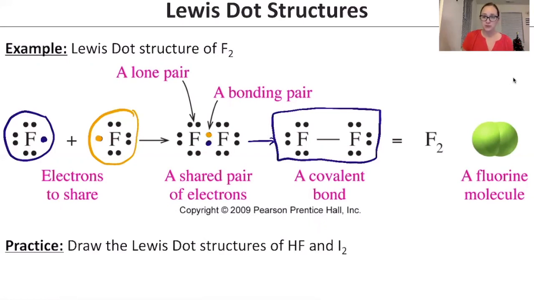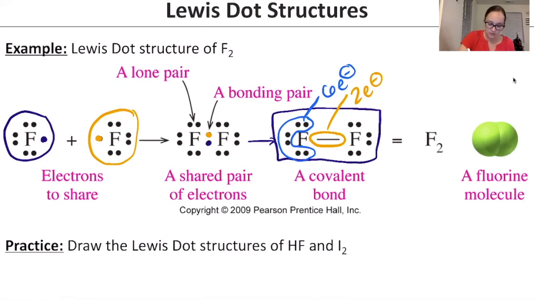So something that we could do to double check that our Lewis dot structure is correct is we're going to check to see if each fluorine, or each atom in the molecule, follows the octet rule. So in this case, we have 6 electrons on each fluorine from lone pairs. And then we have 2 electrons from our covalent bond. And together, when you add these, it's 8 electrons for each fluorine, which fulfills the octet rule.